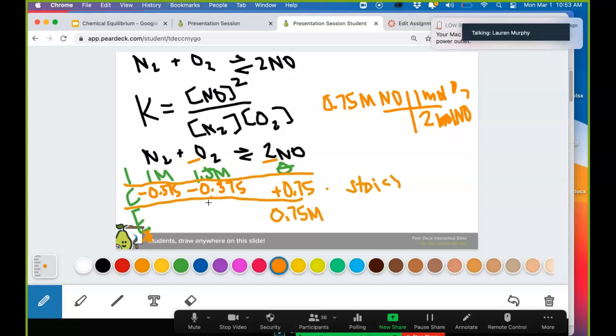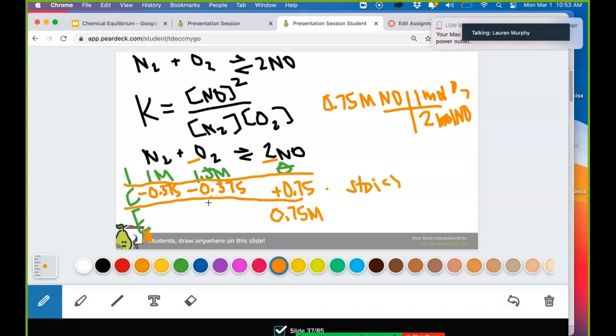So now, to find the equilibrium concentrations of nitrogen and oxygen, you combine the initial value with the change value. I started off with 1 molar. I lost 0.375 molar, so I end up with, at equilibrium, 0.625 molar of nitrogen at equilibrium. Okay, and then the oxygen. I had 1.5 molar of it. It lost, or 0.375 of it was consumed. So 1.125 is left at equilibrium.